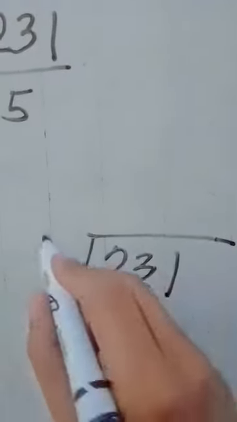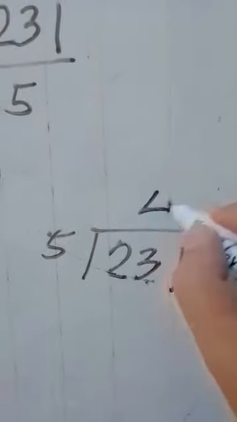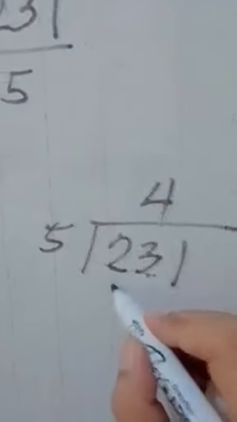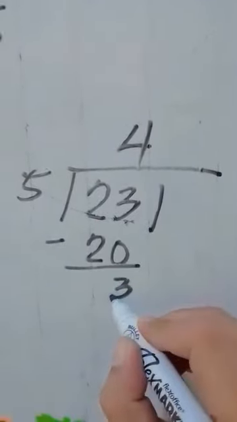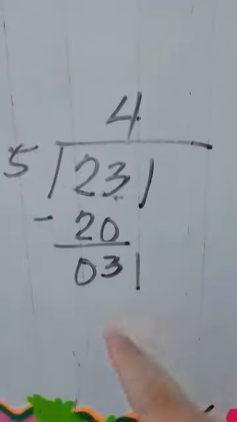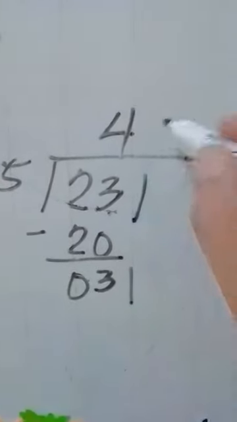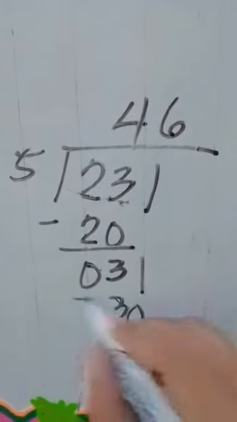divided by 5. Okay? 23 divided by 5 equals 4. 4 times 5 equals 20. Subtract, 3, then 0, then bring down 1. 31 divided by 5 equals 6. 6 times 5 equals 30.